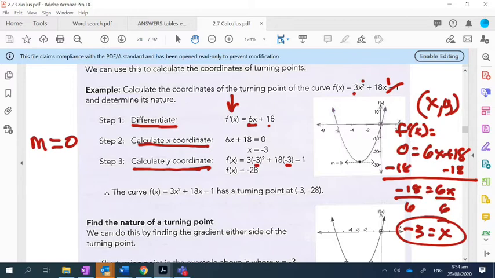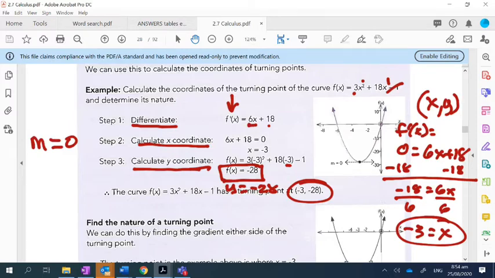And again, we'll write some notes down so that you can and remind you of those pieces. Okay. They're just assuming you remember. So in the original function, and that gives us f of x, which means y, right? So y equals negative 28. That means it has a turning point where x is negative 3 and y is negative 28.